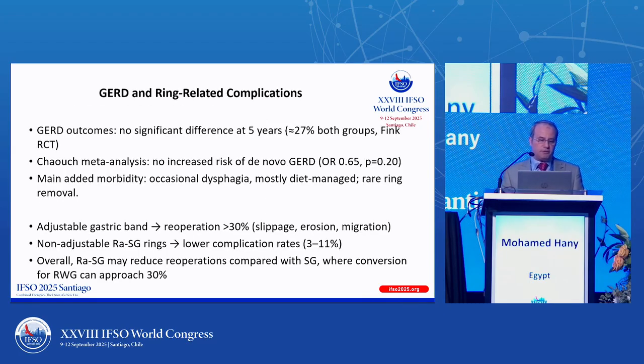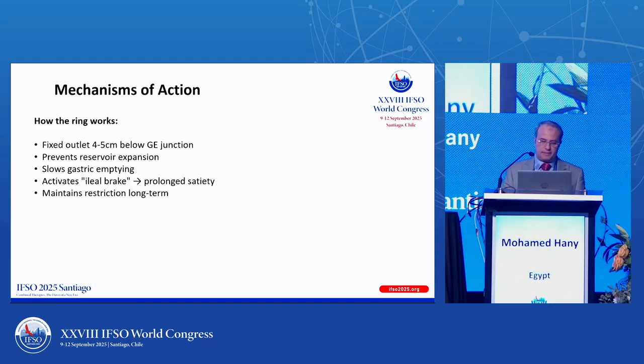When we look at GERD and ring-related complications, GERD outcomes show no significant difference between the 2 cohorts in the literature, but there is additional morbidity, occasional dysphagia, mostly diet managed, and rare ring removals. The complications related to the adjustable gastric band were too high compared to this type of ring, which is from 3 to 11% in the literature. So how do rings work? Straightforward: a fixed outlet 4 to 5 centimeters below the gastroesophageal junction prevents reservoir expansion, slows gastric emptying, activates the ileal brake, and maintains restriction long term.